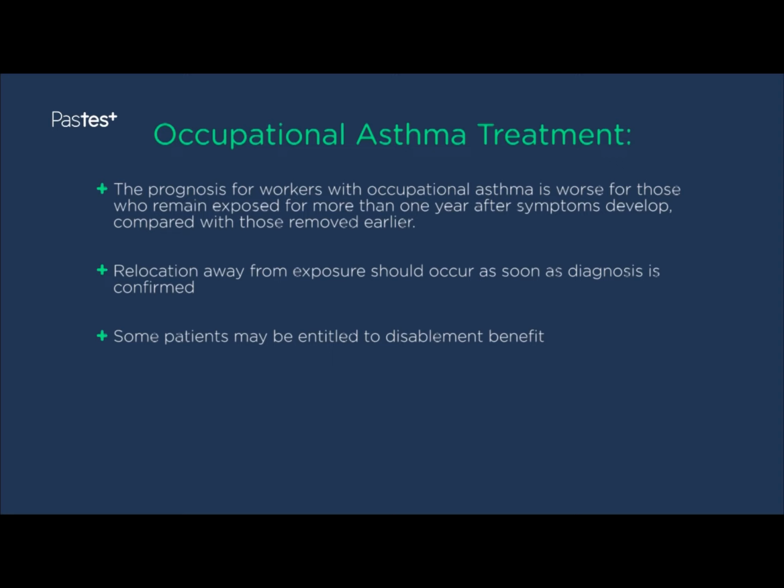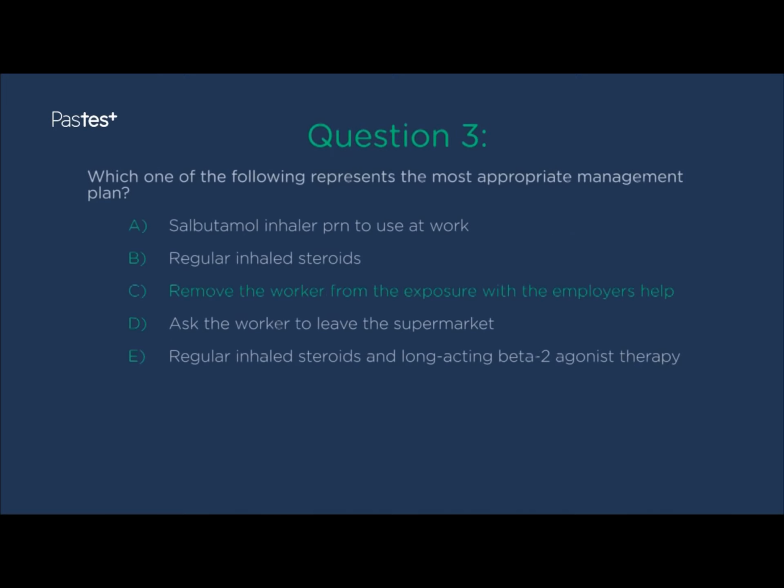I'm just going to go back to the options and discuss them with you. So, salbutamol inhaler, PRN to use at work. Well, yes, if the patient gets breathless and wheezy at work, then if he uses his salbutamol inhaler, he might feel a bit better, but it would not stop disease progression. And again, neither would inhaled steroids. Just asking the worker to leave the supermarket would not be fair and would actually be against employment law.